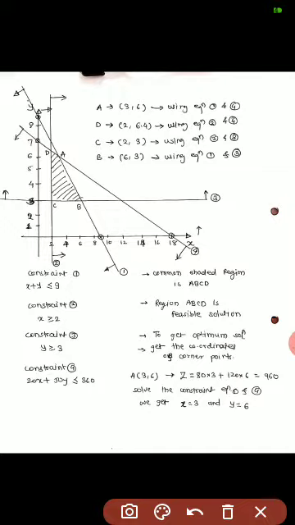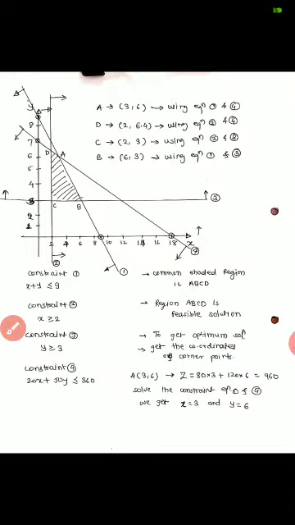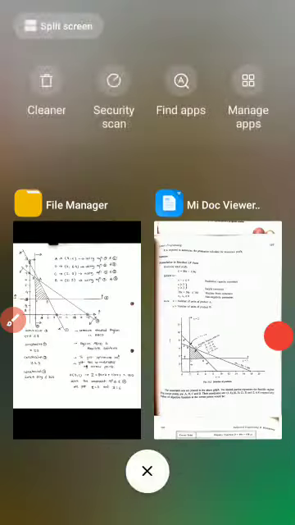So see, for example, I will take point A. For point A, the coordinates are 3 and 6. That means the value of x is 3, the value of y is 6. And in the question they have given the objective function z is equal to 80x plus 120y. So after substituting the values of x and y, I will get z as 960. But we have to do this for all the corner points. See, I will show it here.